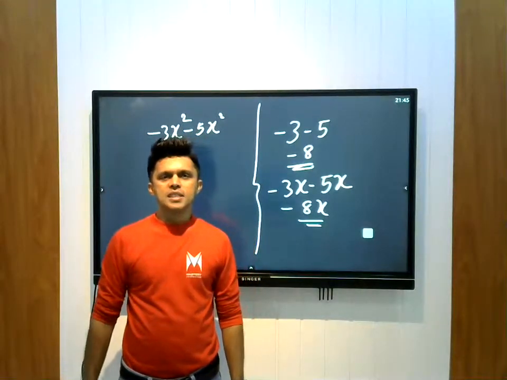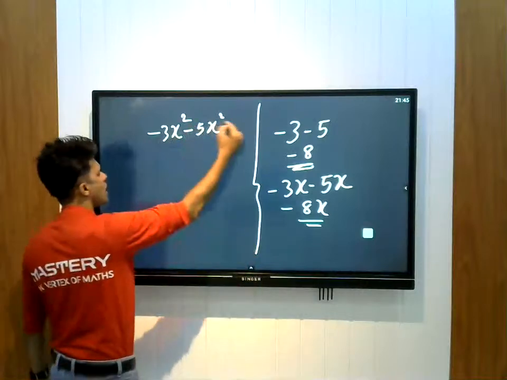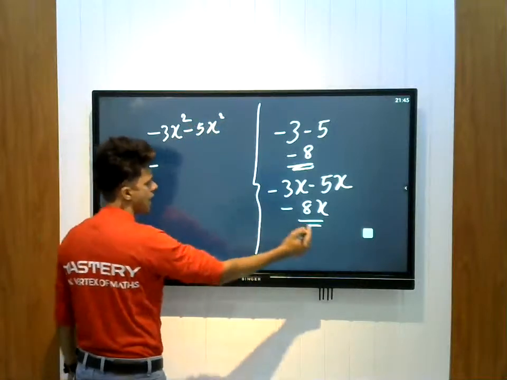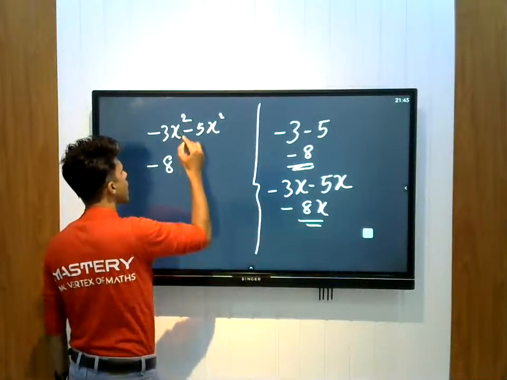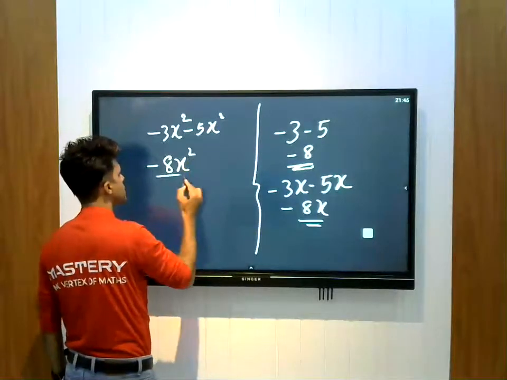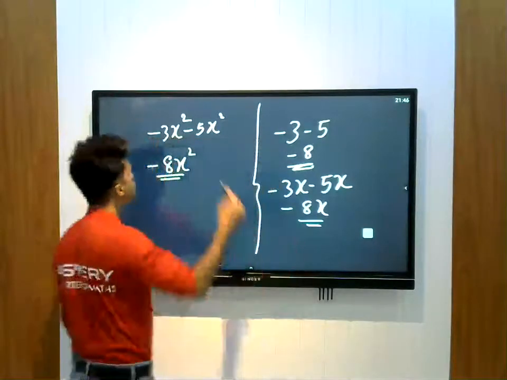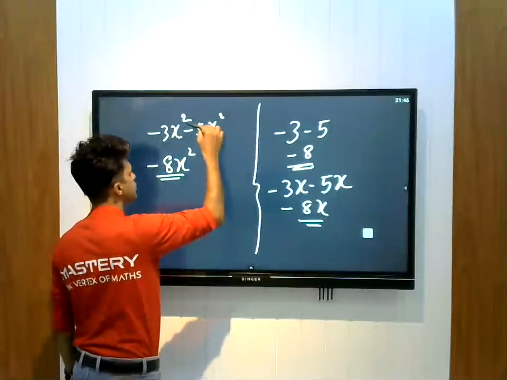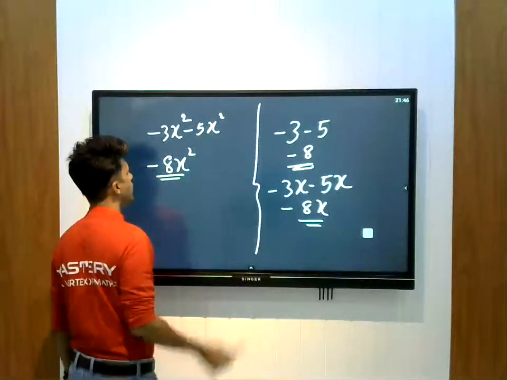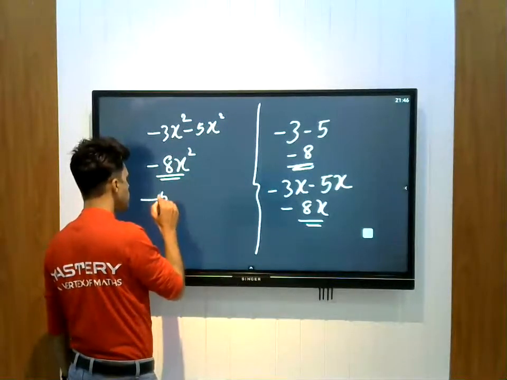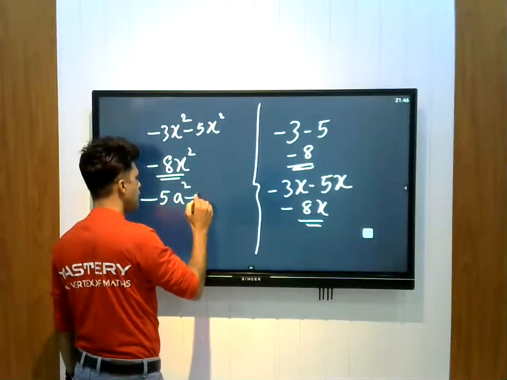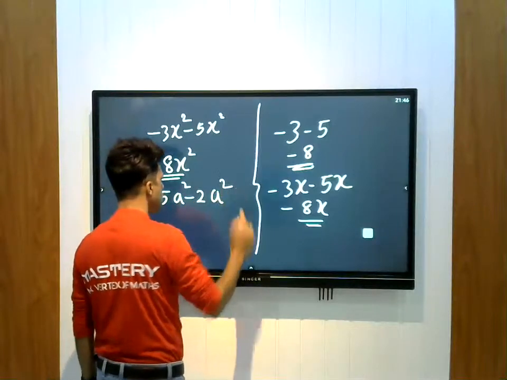So, what should be the answer? Yes, here x squared. So, minus 8x squared is the answer. You could see that here this value and this value will be equal, in the index. Okay, so minus 5a squared minus 2a squared.